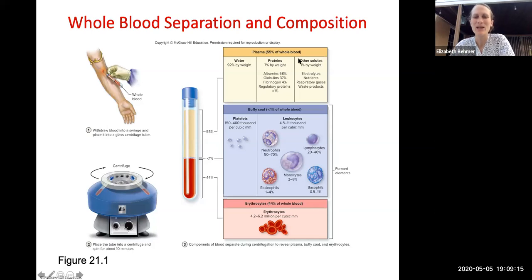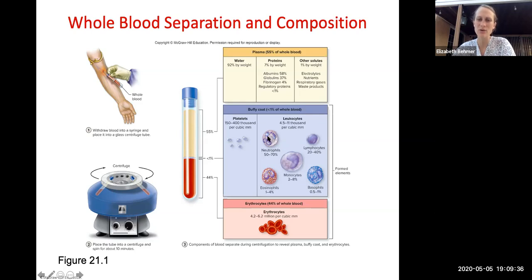Anyway, plasma is mostly made up of water, proteins are in plasma, and other solutes are in plasma. Then the buffy coat is the middle layer that separates the plasma from the red blood cells right below it. And that buffy coat is where all your platelets are found and where all your leukocytes are found.